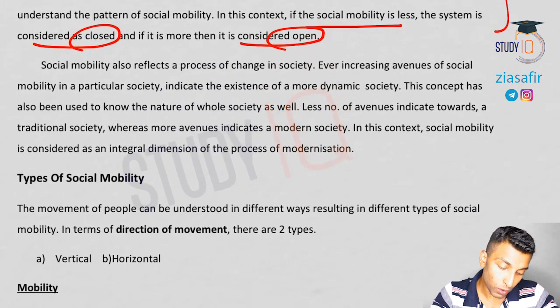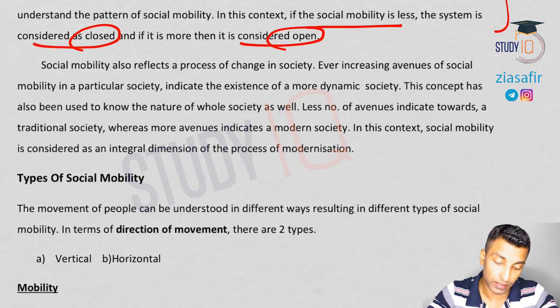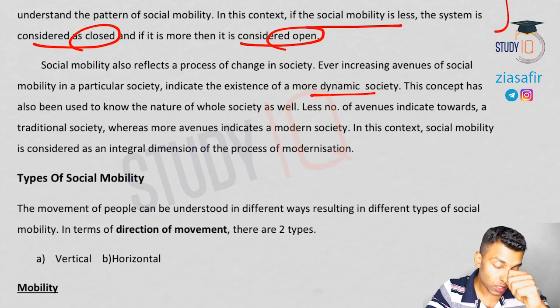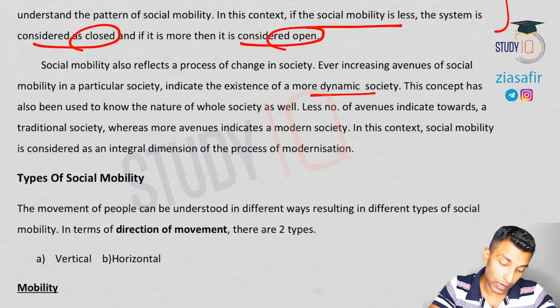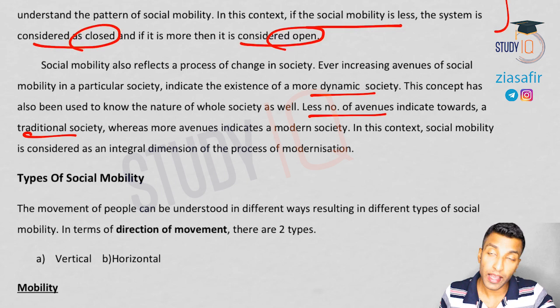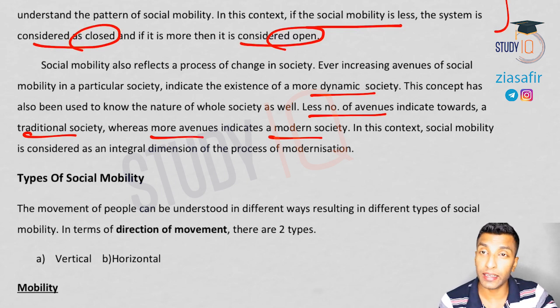Now, social mobility also reflects a process of change in society. Ever increasing avenues of social mobility in a particular society indicate the existence of a more dynamic society. More changes means the more dynamic the society is. This concept has also been used to know the nature of the whole society as well. Less number of avenues indicate towards a traditional society. So less avenues, a traditional society, and more avenues is a modern society. In this context, social mobility is considered as an integral dimension of the process of modernization.